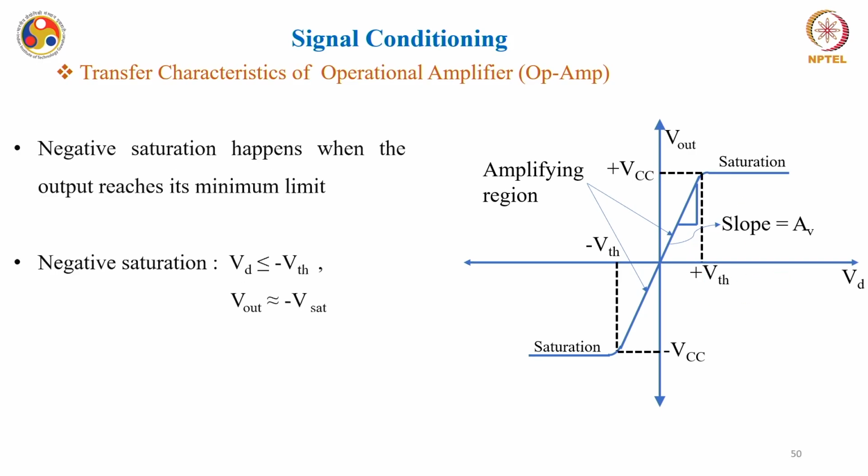Okay. So V out in this case is reaching the saturation value. Alright. Similarly, negative saturation happens when the output reaches its minimum limit. Negative saturation sets in at this particular value, when VD is smaller than or equal to minus VTH, and at this point V out is equal to minus V saturation.